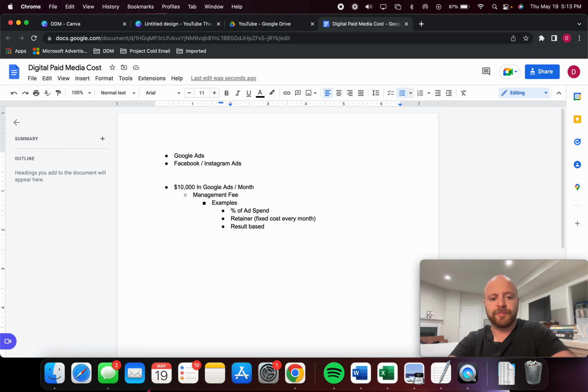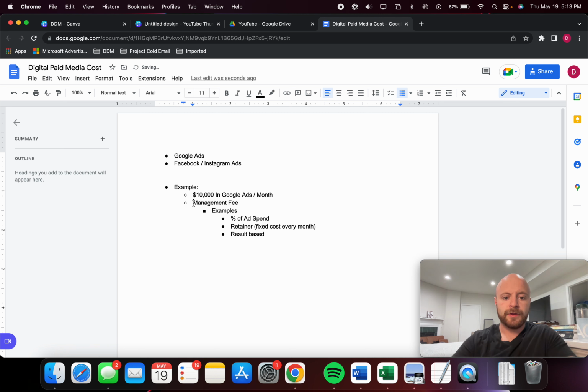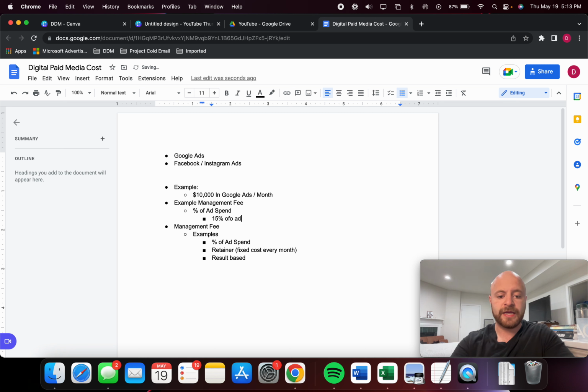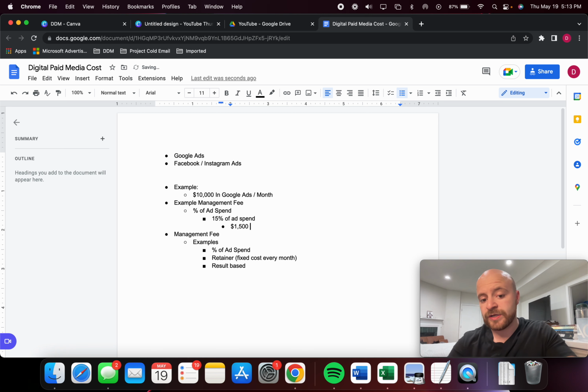So in this actual example, $10,000 in Google Ads per month, let's look at management fee examples. I love outlines, by the way, because they organize everything. Let's talk first about percent of ad spend. Let's say you're charging 15% of ad spend. What does that equate to? That equates to $1,500. This is a typical way agencies do this, and it stems from traditional advertising, where you make a percent of the actual cost. That is your agency fee or freelance fee.